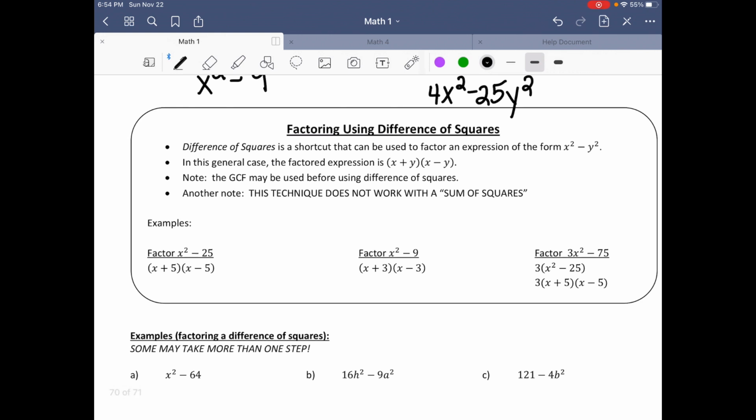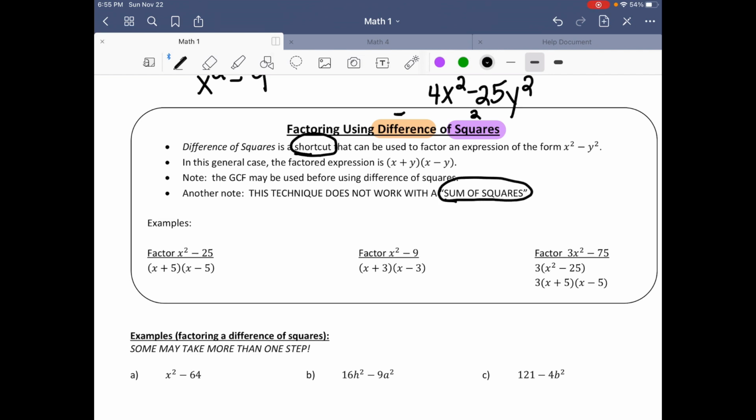Difference of squares is just a shortcut method to factor. The key here is there are two key words. We have difference, which means subtraction, and we have squares, which means we have to have perfect squares. If we don't have subtraction and we don't have perfect squares, then we can't do this method. It only works as a shortcut if we have subtraction and perfect squares. The other thing is you're going to have to check for a GCF first. You always check for a GCF first, no matter what factoring method you come across.